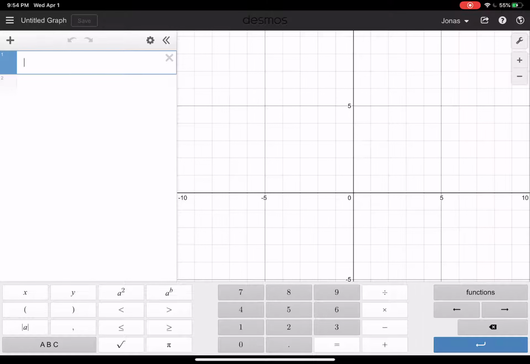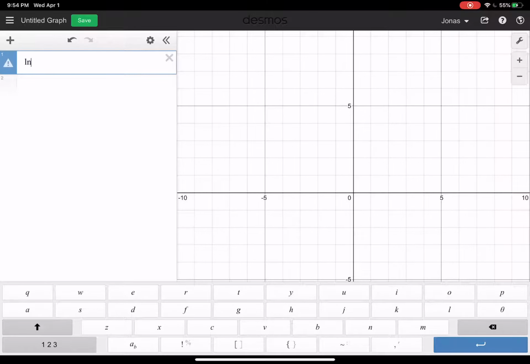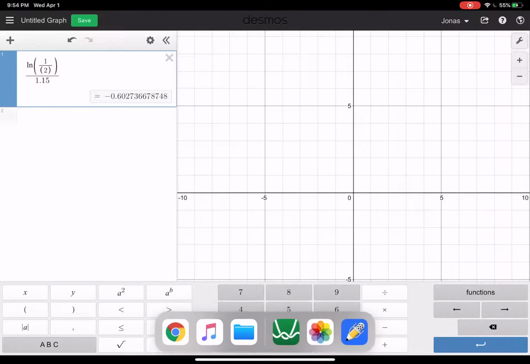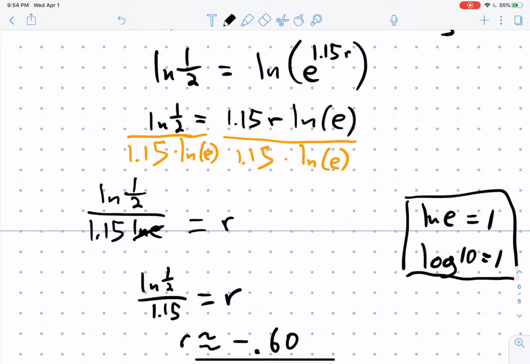So this is, let's see, natural log of 1/2 divided by 1.15. And that's equal to negative 0.6027. I'm going to keep 3 decimals, which means it'll be negative 0.603. So r is approximately equal to negative 0.603.